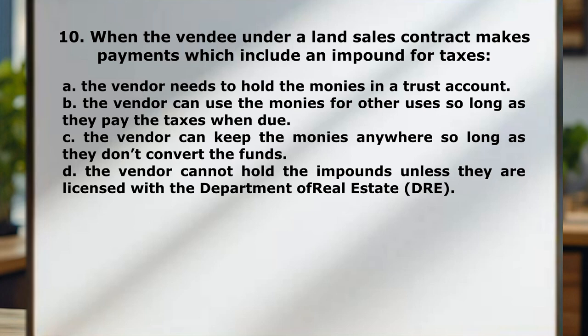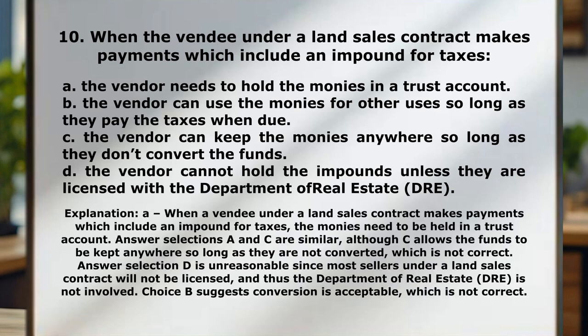So what are impounds for taxes exactly? That means it is a separate account to pay for property taxes. So when a vendee under a land sales contract makes payments, which include an impound for taxes, those monies need to be held in a trust account. Answer C, the vendor can keep the monies anywhere so long as they don't convert the funds, seems pretty reasonable, but the reality is the answer is A, they must be held in a trust account.